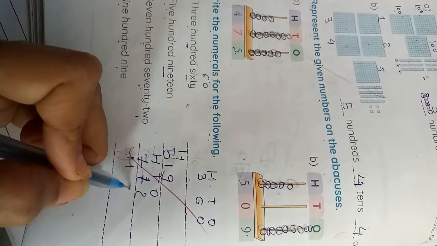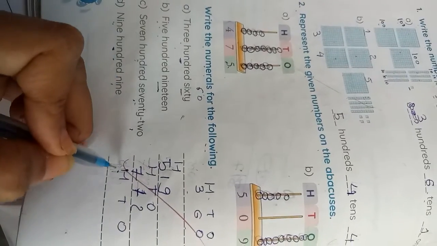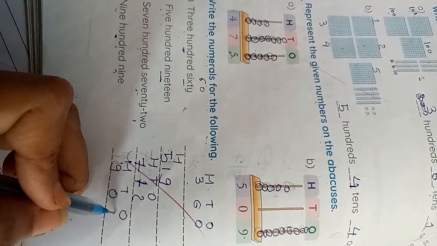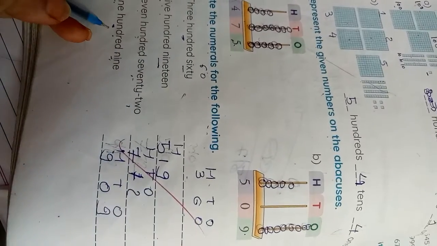909. So hundreds, tens and the ones. In hundreds comes 9, so write down 9. And 9, nothing is given at the tens place, so write down 0 at that place. 909.